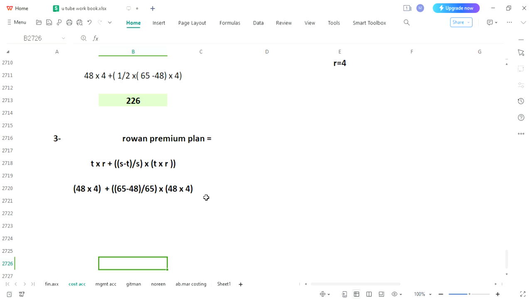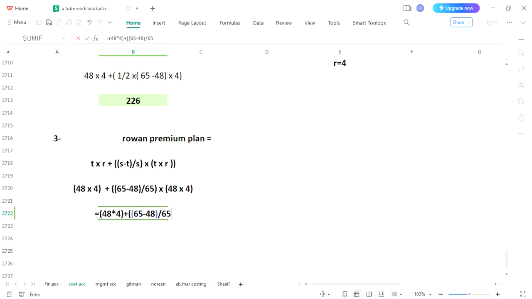So one thing I would like to share, we will have to take care of brackets, because Excel will not accept it if even a single bracket is put in the wrong way. 48 multiplied by 4, first bracket, then add, please follow this formula, and then we had two brackets: 65 minus 48 bracket closed, divided by standard times 65, again bracket closed.